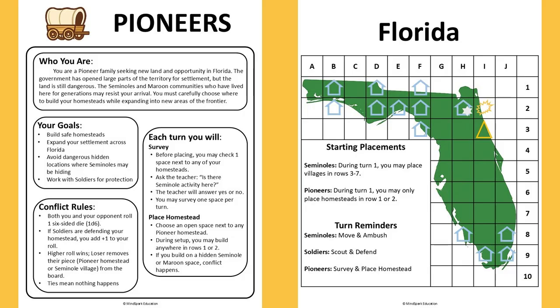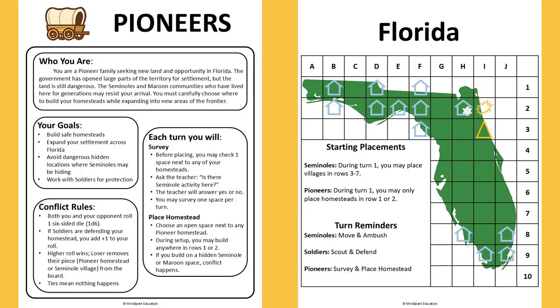Group 1 has decided they're going to survey I2. It's clear. Group 2 surveys H8. It's clear. Group 3, J8. Clear. Group 4, I9. Clear. Group 5, J9. Clear. Then they decide where they're going to place their homestead. Group 1 places at I2, and they discover the ambush. We'll come back to that in a second. Group 2 places at H8, Group 3 places at J8, Group 4 at I9, and Group 5 at J9.